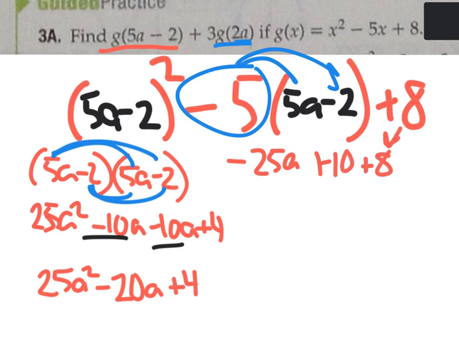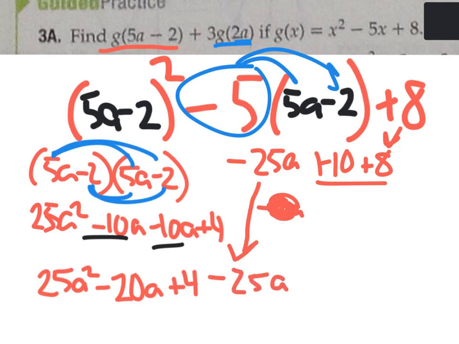Let me bring that down. So I could actually combine the 10 and the 8 and get 18, right? So you have negative 25a, and then this is an 18, so plus 18. So now let's combine like terms, and we're going to combine the negative 20a with the negative 25a, and what do we get?